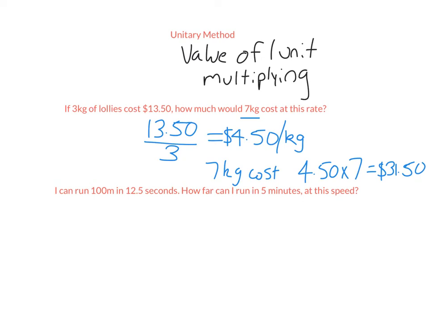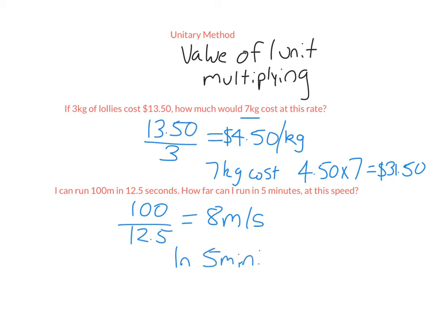So I'm going to find out how far I could run in 1 second. In other words, I'm going to find how many meters per second I can run. So I go 100 divided by 12.5, which is 8. So it's 8 meters per second. I can travel 8 meters in 1 second. So 5 minutes is 300 seconds. So in 5 minutes, I would travel 300 times 8, which is 2,400 meters, or if you like, 2.4 kilometers. How easy is that? I'm now just going to do a couple of challenge questions for you.